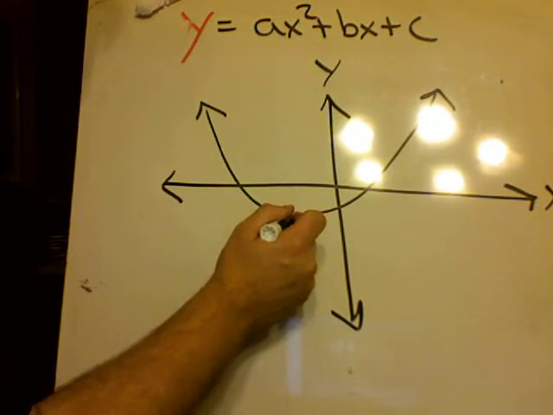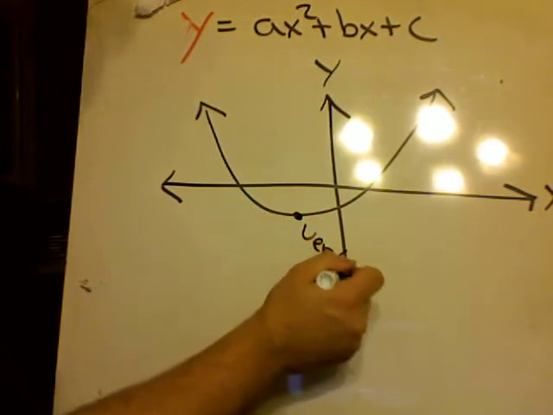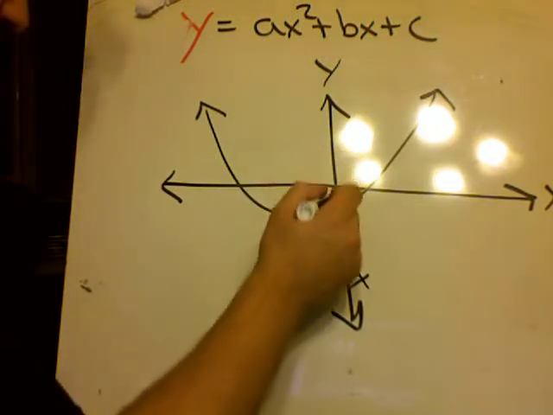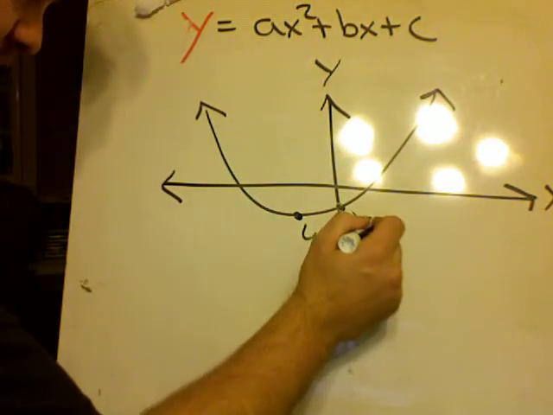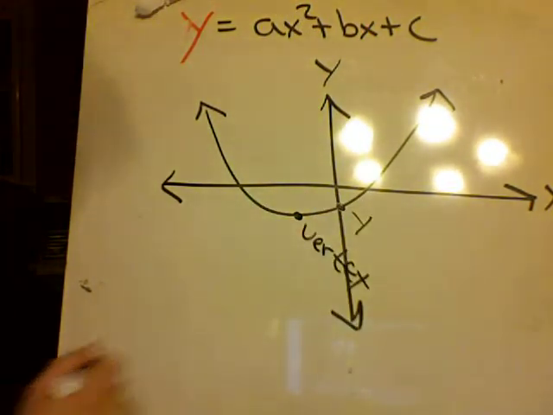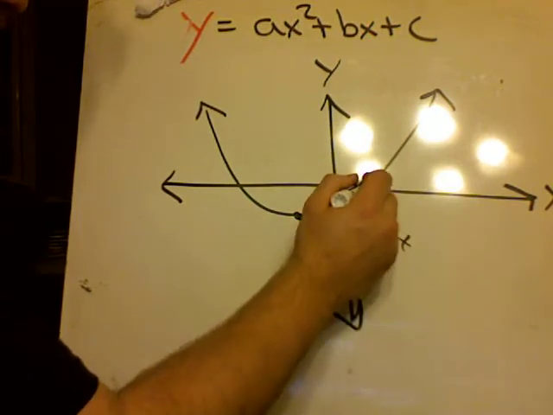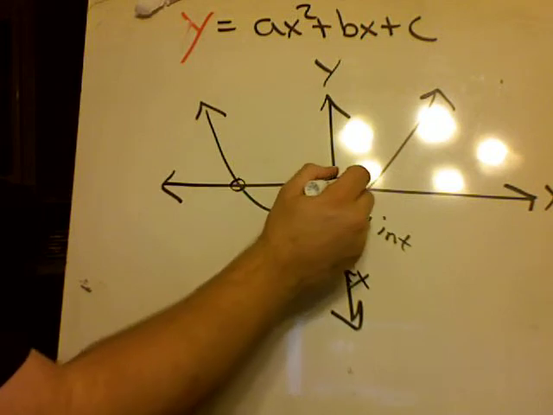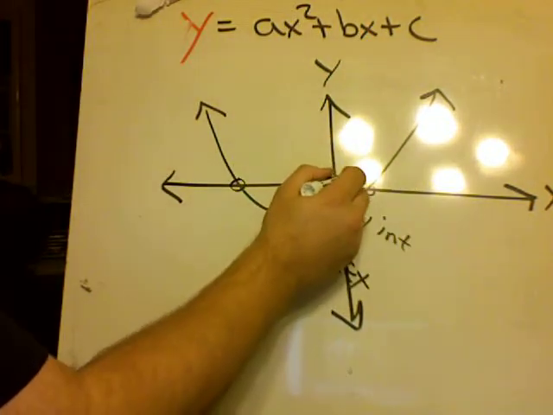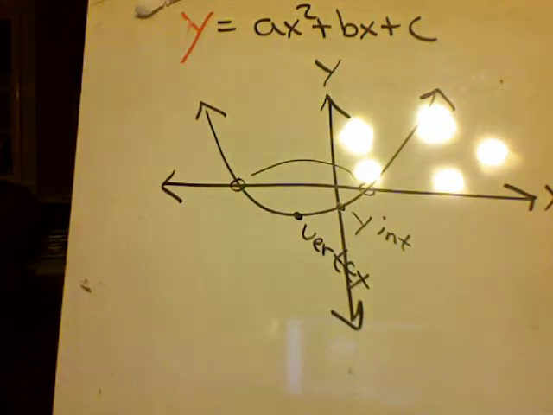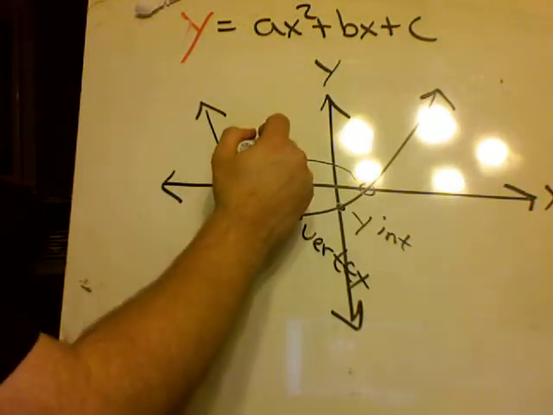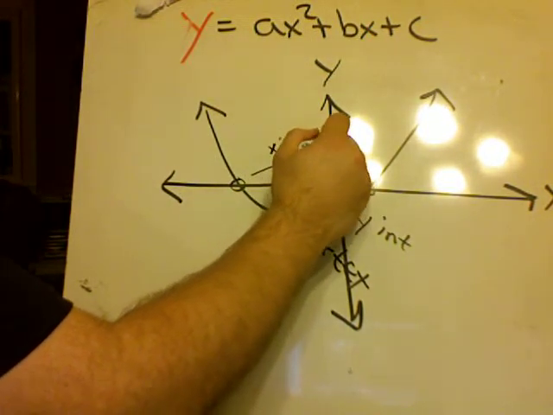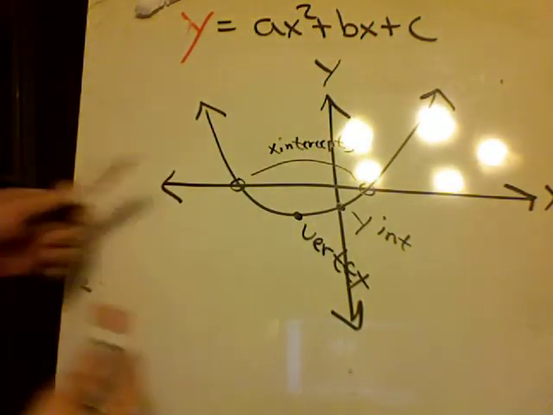Here's my vertex. Now there's a couple of important events here. Here's where I cross the y-axis, the y-intercept. And now I want to talk about the x-intercept. The x-intercepts. All right, these are the x-intercepts.